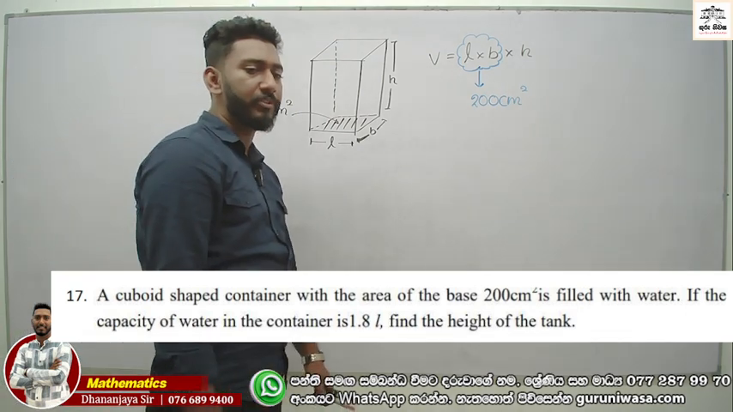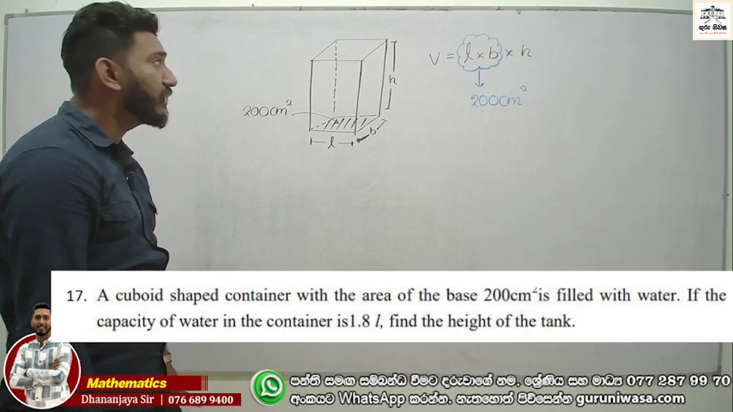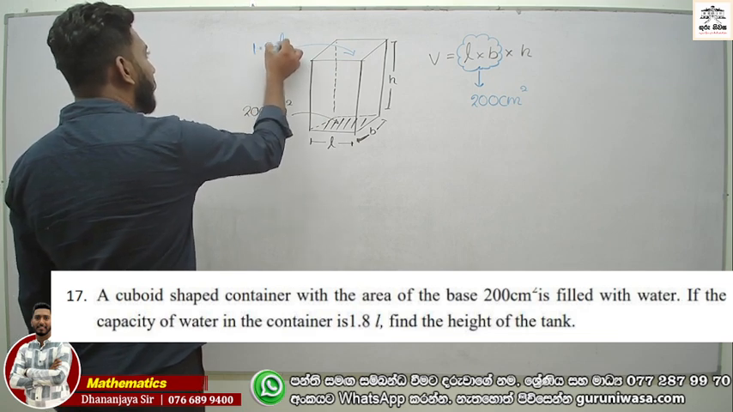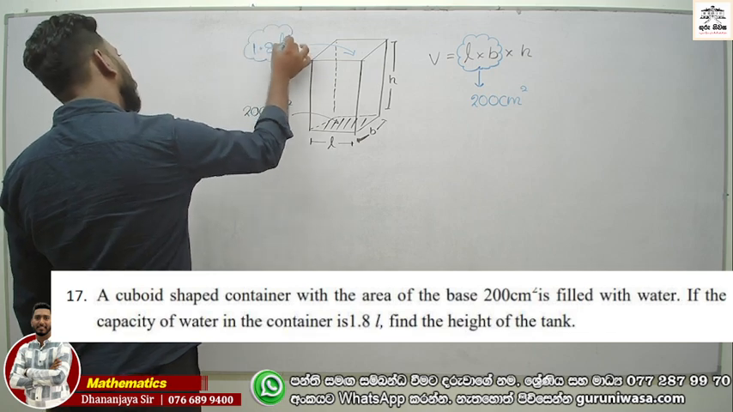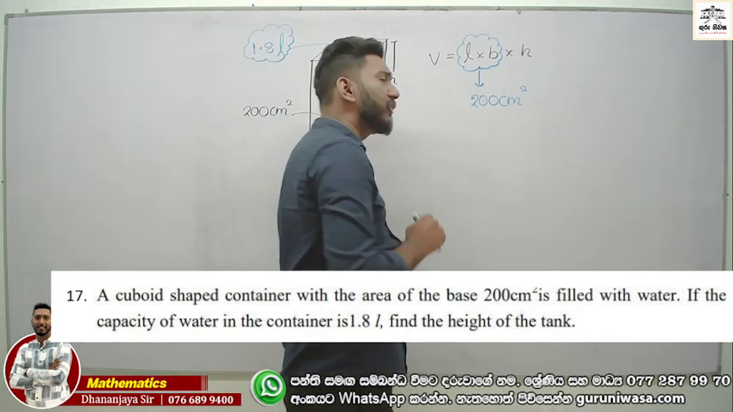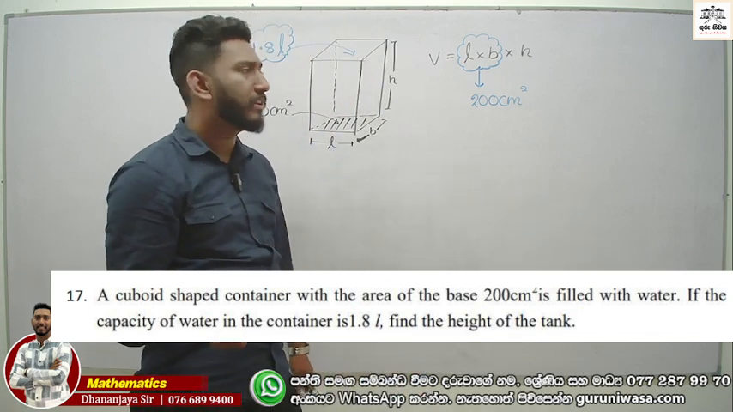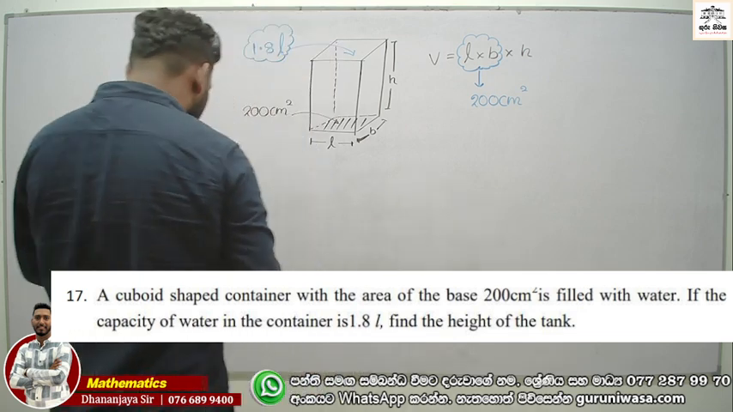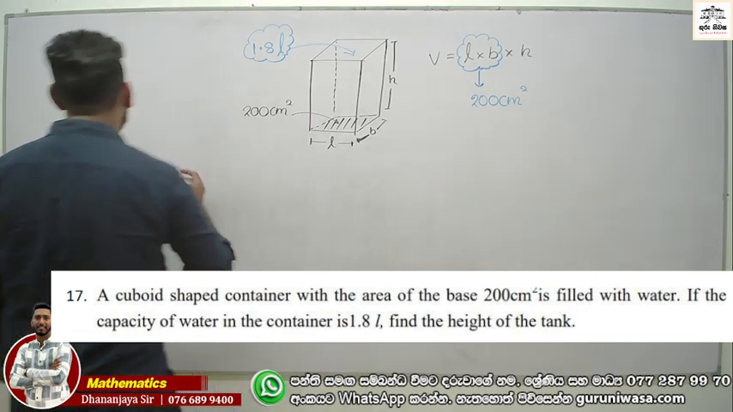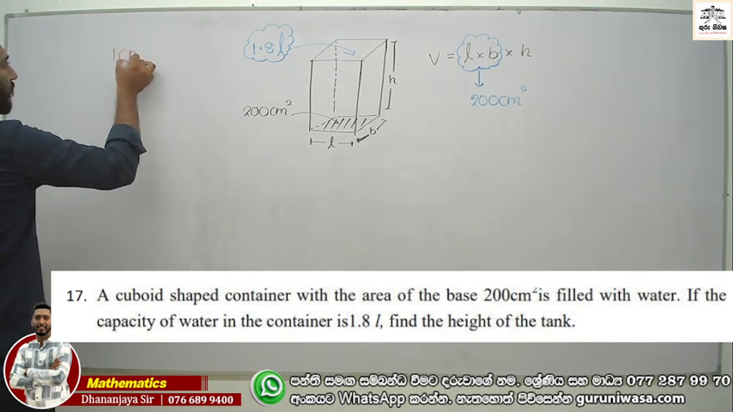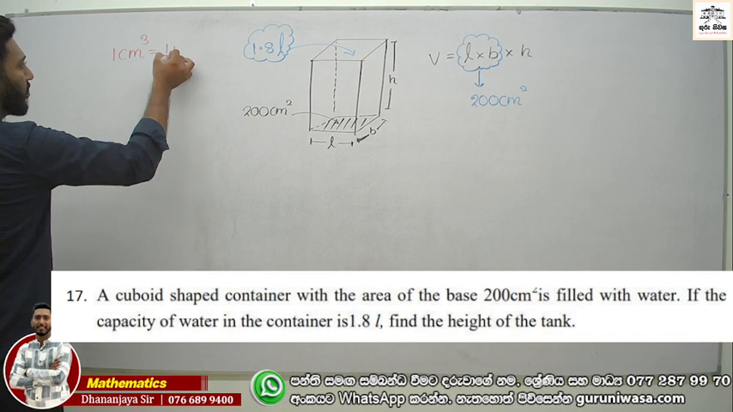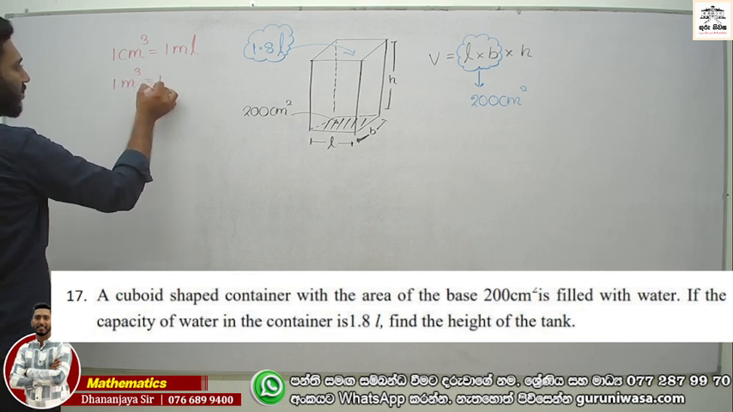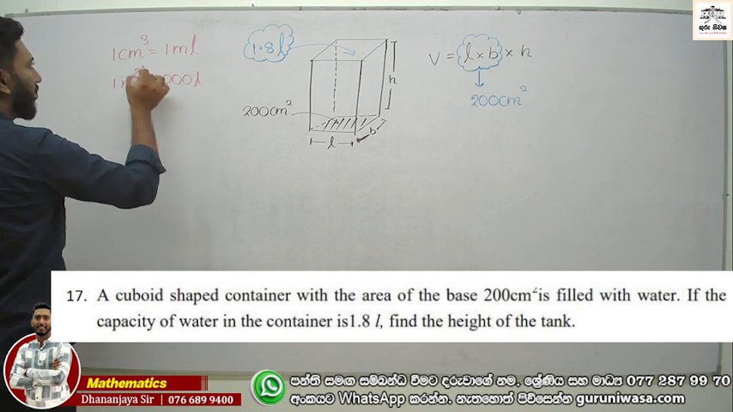Now, the capacity of the water contained is 1.8 liters. Now listen, 1.8 liters. This is in liters, but the other is in cubic centimeters, so the answer is in cubic centimeters. Now tell me the relationship between cubic centimeters, cubic meters. Let's see what they are. Remember these two: 1 cubic centimeter equals 1 milliliter, as well as 1 cubic meter equals 1000 liters. You must remember this.